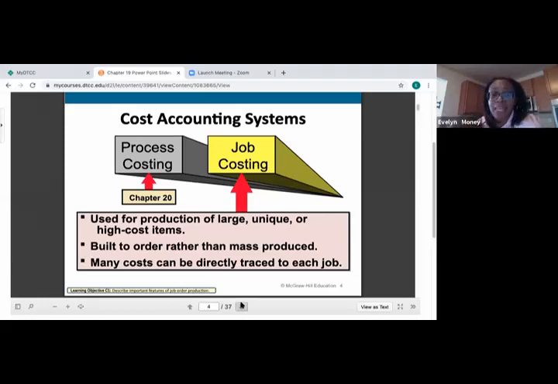If you are a BAT major or if you are an accounting major, when you get to cost accounting, you will see the accounting that is necessary for process costing. But right now, we're going to only focus on job order costing.